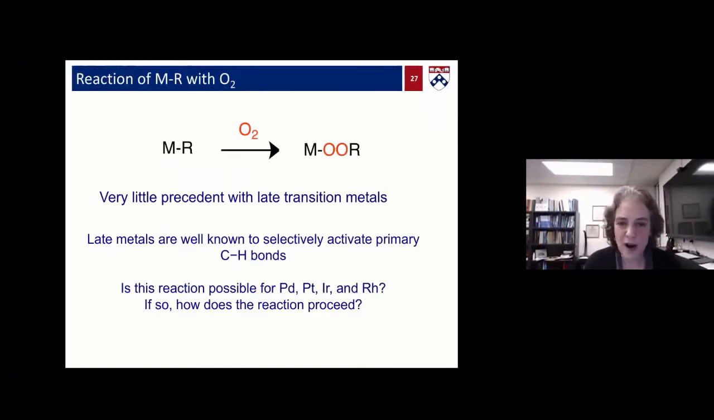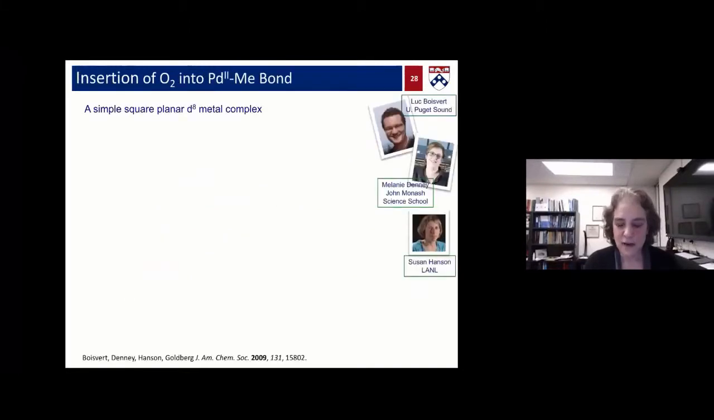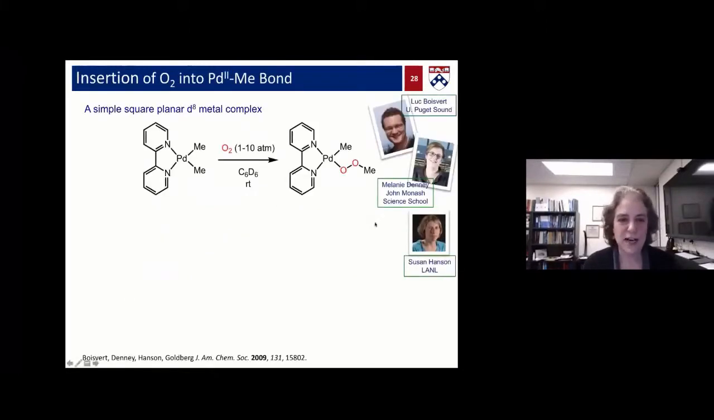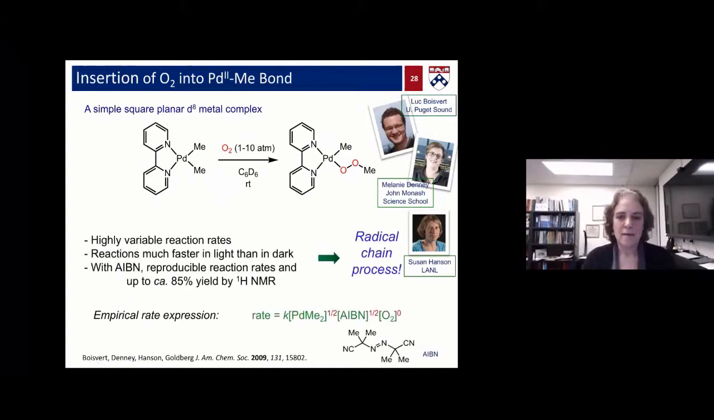Well, we were pretty surprised when one of the first complexes we looked at, which is this generic square planar palladium-2 compound, so this is bippy palladium dimethyl, inserts oxygen to go to the peroxymethyl compound. Luc Boisvert, who's now at University of Puget Sound, did some beautiful work as a postdoc on the mechanism of this reaction. We found that the rates were highly variable.